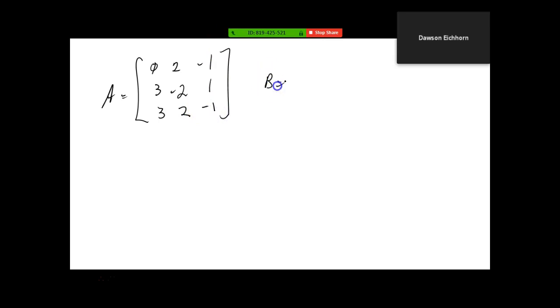Here's matrix B. They look like they could be kissing cousins. 0, 2, negative 1, 3, minus 2, 1, 3, 2, 1. Okay. Identical matrices except for one entry. And that's just a sign change. Now, can you tell by looking at that if one or both of those is invertible? Just by inspection.